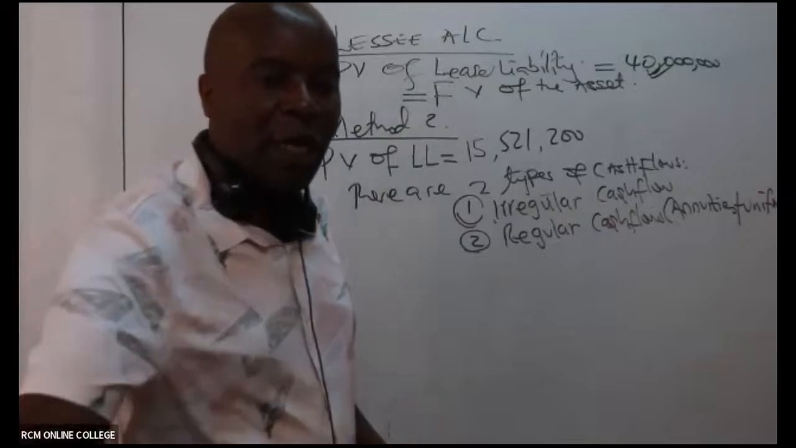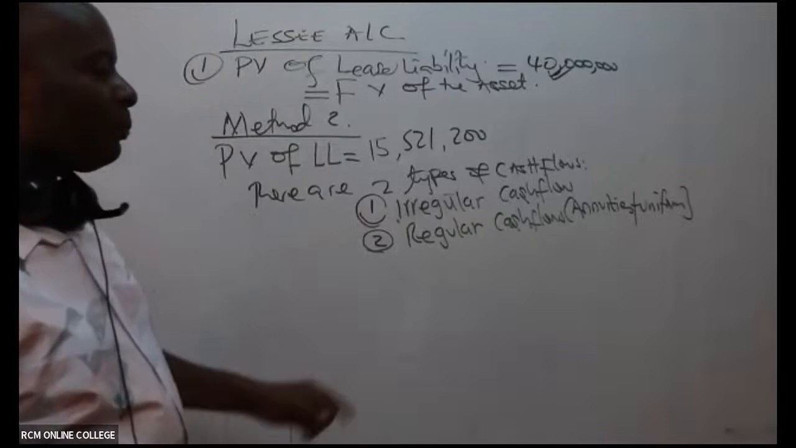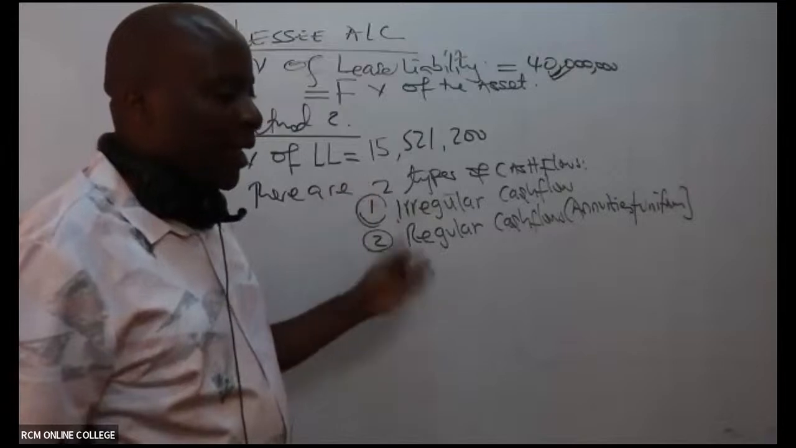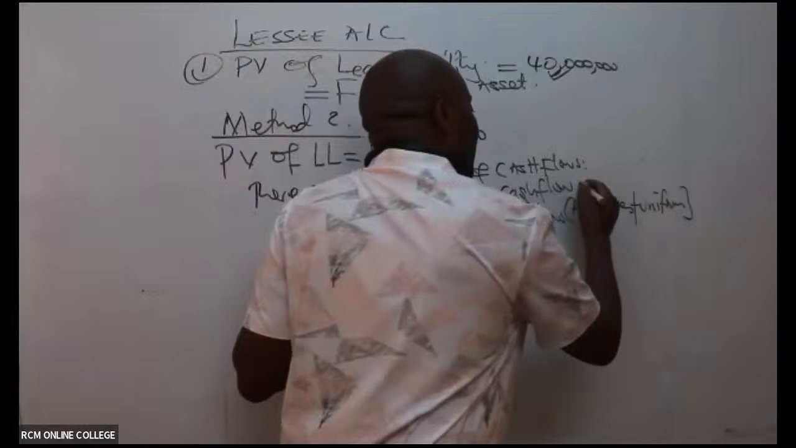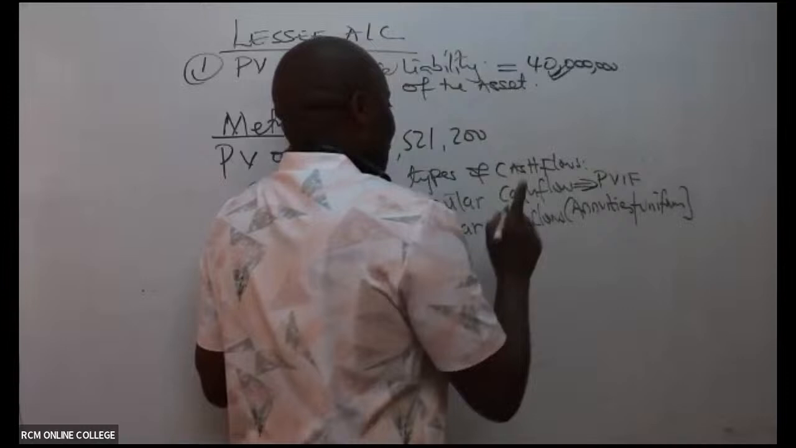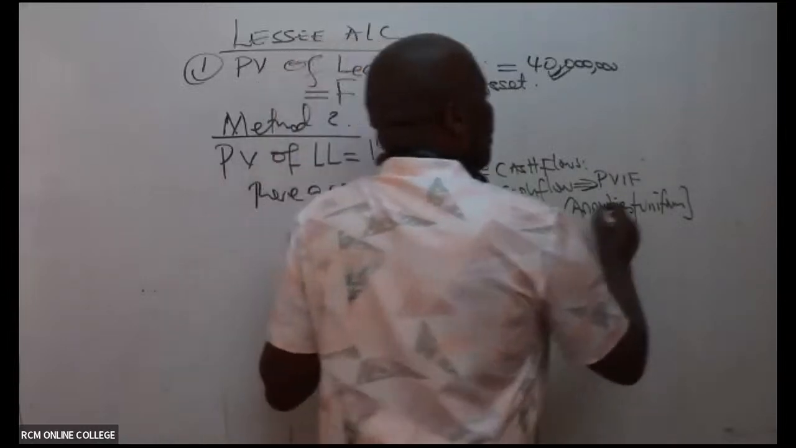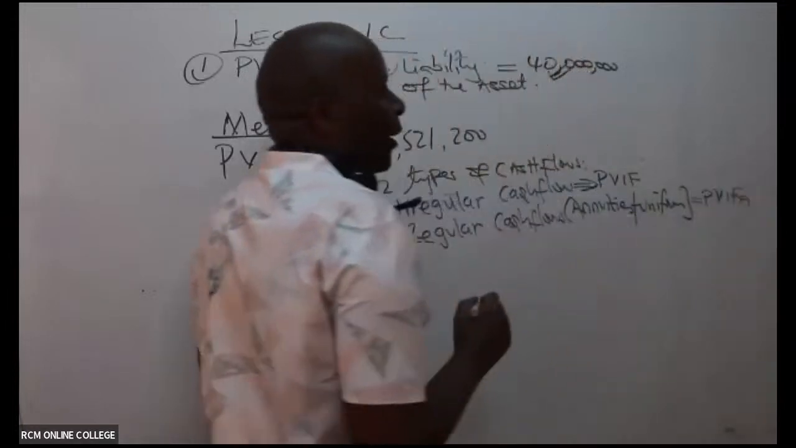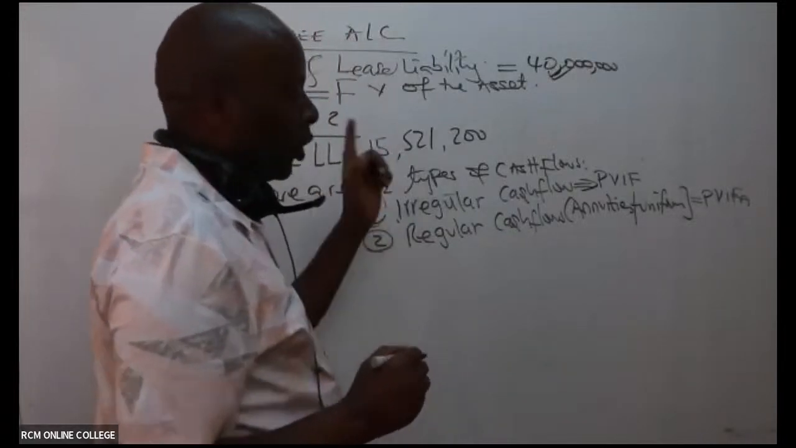So you've got two types of cash flows. We have cash flows that are regular, annuity or uniform, and then we have cash flows which are irregular. If you're writing, please remember that to discount the irregular ones, we shall always discount them using PVIF. And the regular ones, we shall always discount them using PVFA. So whenever it comes to discounting irregular, you shall use PVIF.